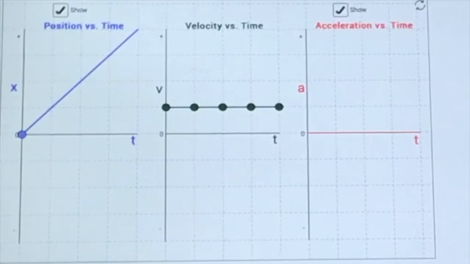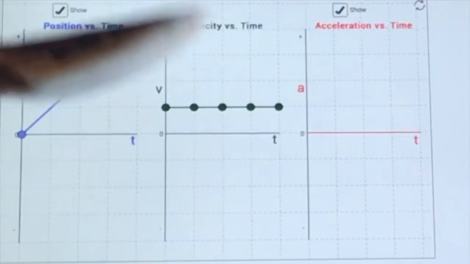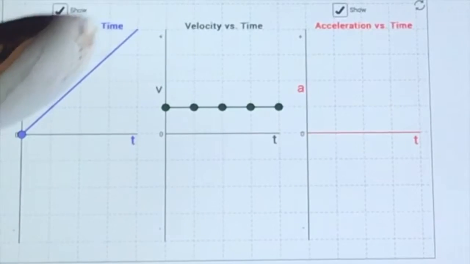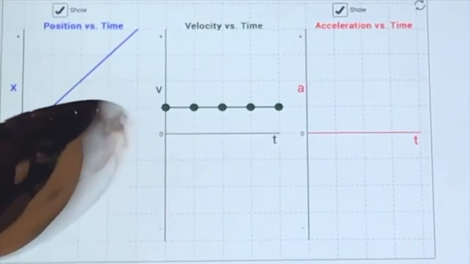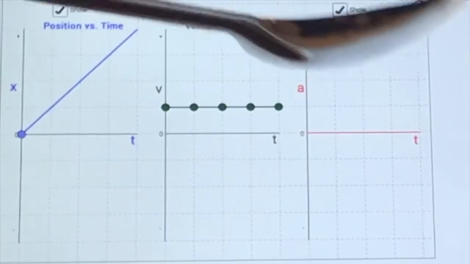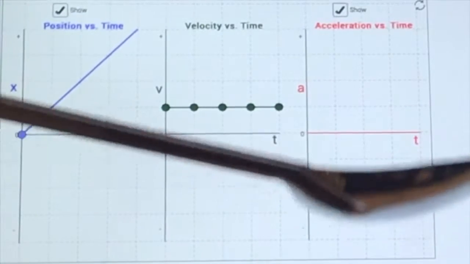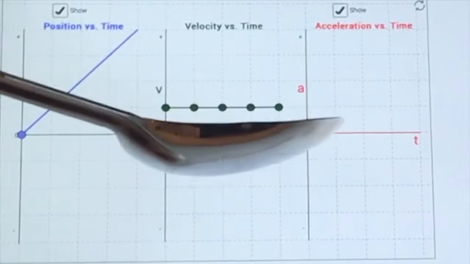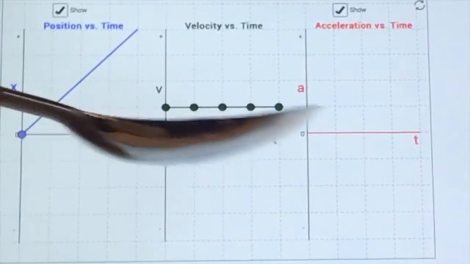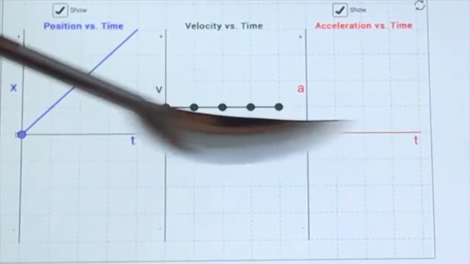To start out, as you can see, the slope of the position graph is 1. Alright, and to move to velocity, you need to graph the slope from the position graph, and since it's 1, we'll graph it at 1. And to move from velocity to acceleration, you're going to graph the slope of velocity. And as you can see here, that slope is 0. So on the acceleration graph, it will be 0.